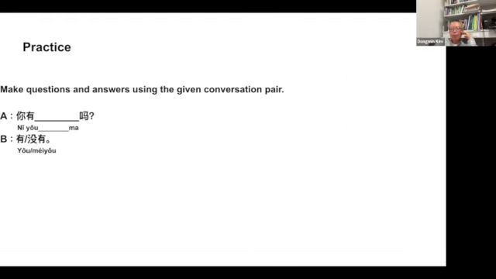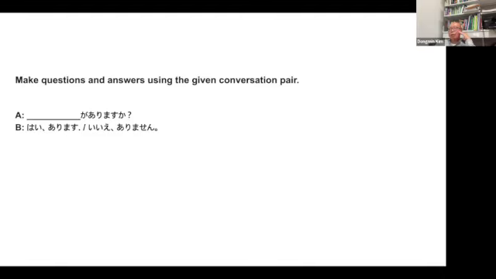Okay. What about in Japanese? Japanese bicycle is 自転車. 自転車がありますか? はい、あります。いいえ、ありません。Here, はい means yes. あります, I have. ありません, I don't have. And いいえ means no. When you answer in the negative, you can answer いいえ.